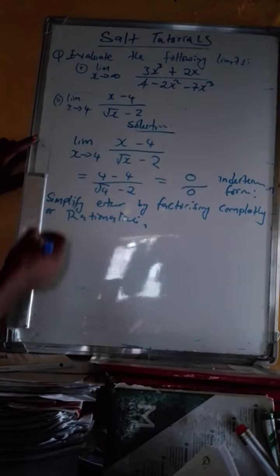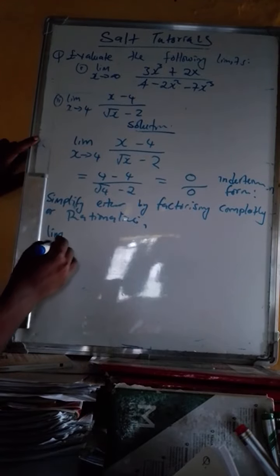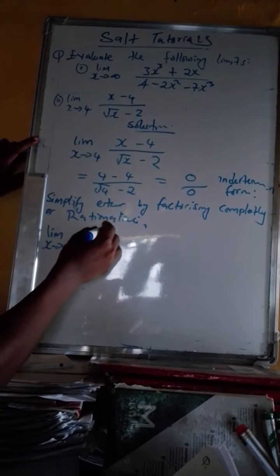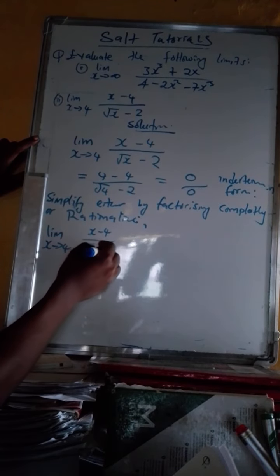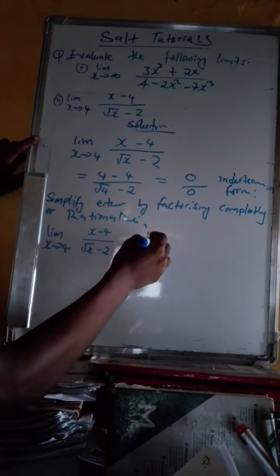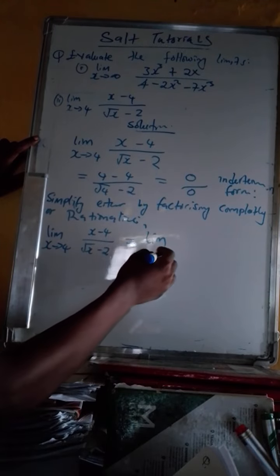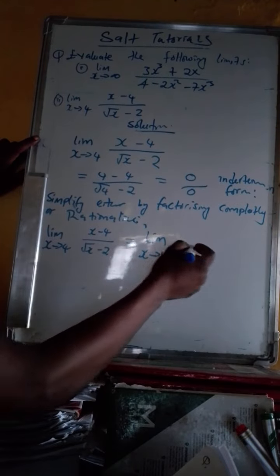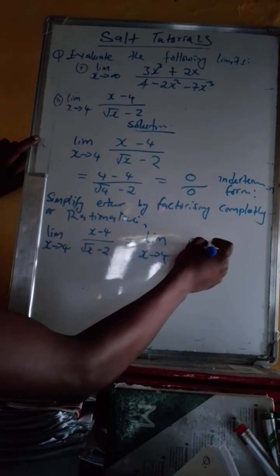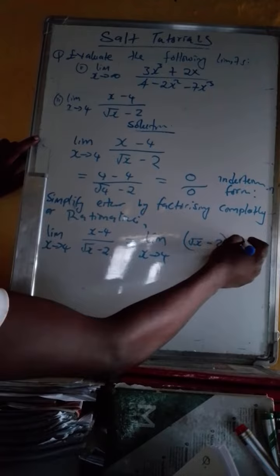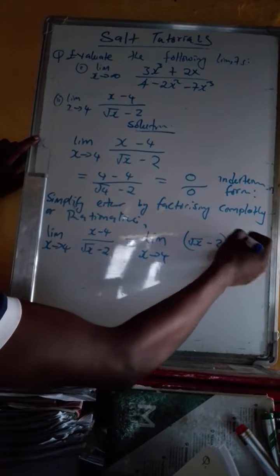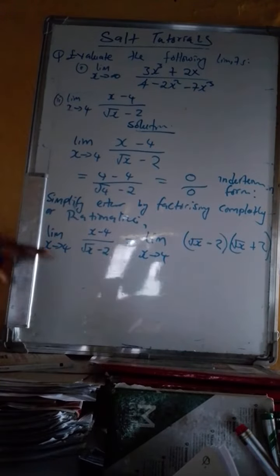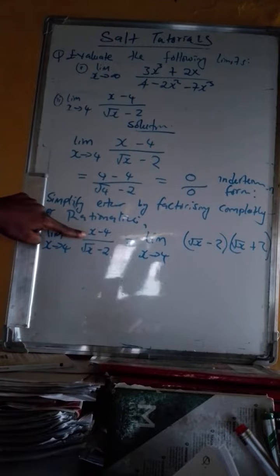So I'm going to factorize. I can have the limit as x approaches 4, x minus 4 over root of x minus 2 equal to the limit as x approaches 4. Factorizing the numerator, here is a difference of 2 squares. So this is root x minus 2 times root x plus 2. A difference of 2 squares. How do we factorize the difference of 2 squares?